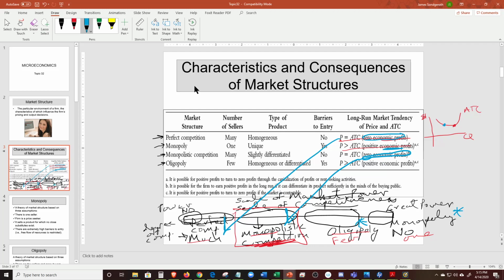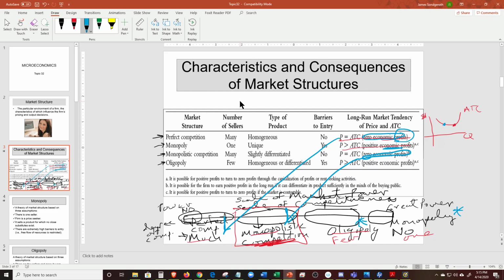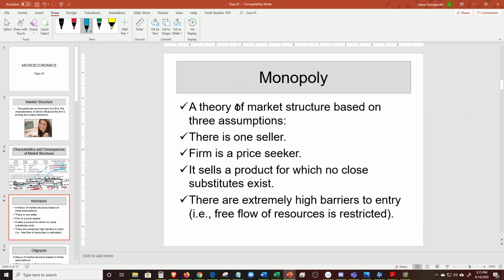So again, profits turn out to be a very important signal for the allocation of resources, which point I will come back to, and it's a very important point in economics. And in the next few slides, I'll just quickly go over the characteristics of each one. So monopoly is where there's only one seller, as I said. The firm is a price seeker. It seeks out the price that will maximize profits. All right.